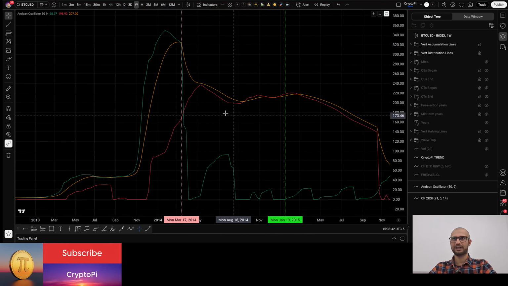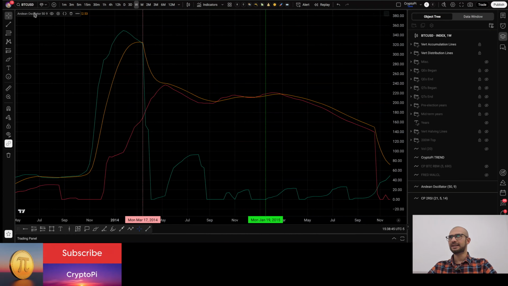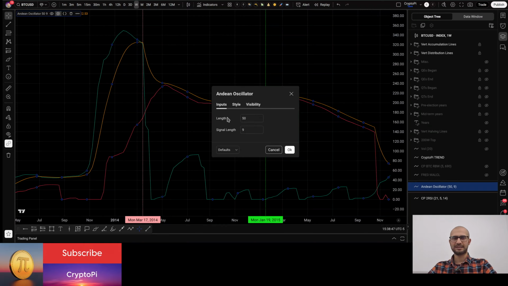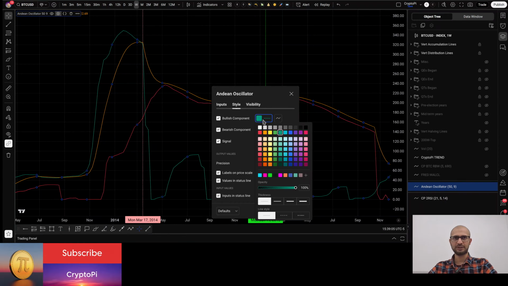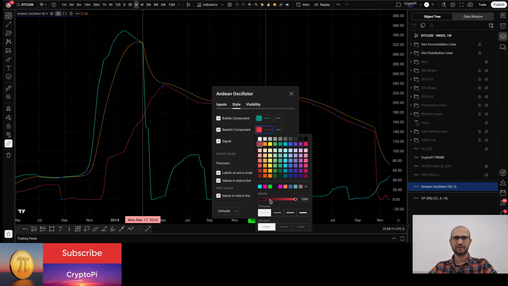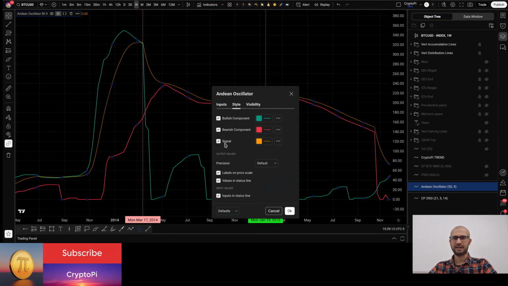Let's bring it full screen, and in the settings, you will see that there is a length, which is the look back period, which is 50, and signal length, which computes a moving average, and that period is 9. The green one is the bullish component, and the red one is the bearish component, and orange is the signal line.